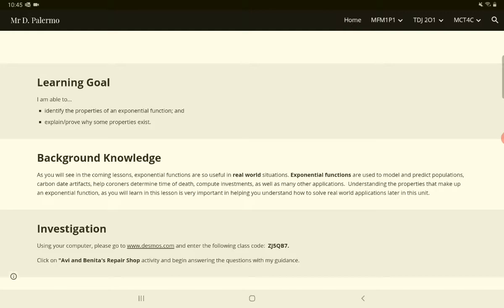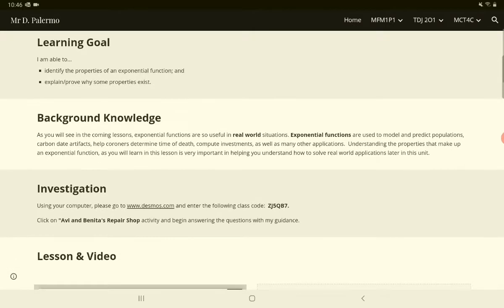Understanding the properties that make up an exponential function, as you'll learn in this lesson, is very important in helping you understand how to solve real-world applications later on in this unit. We've got to go over these properties and gain a deeper knowledge of exponential functions, because later in the unit we'll answer more of the real-world applications. And having the fundamental knowledge of the functions and their properties will only help us understand why we get the answers we do.